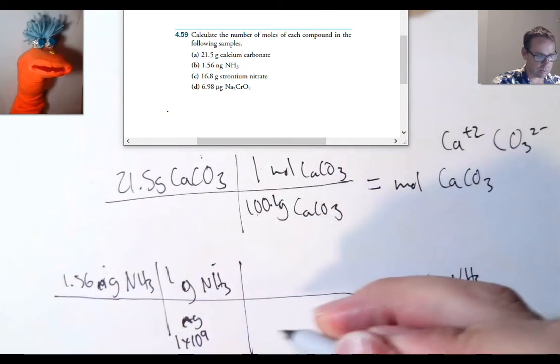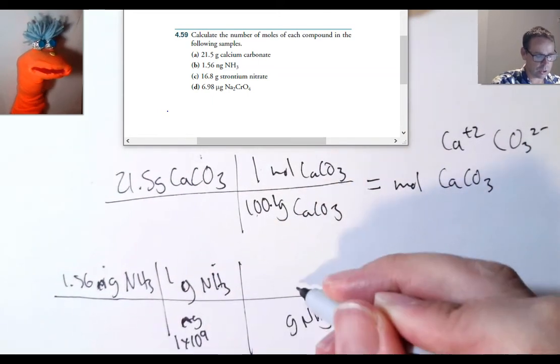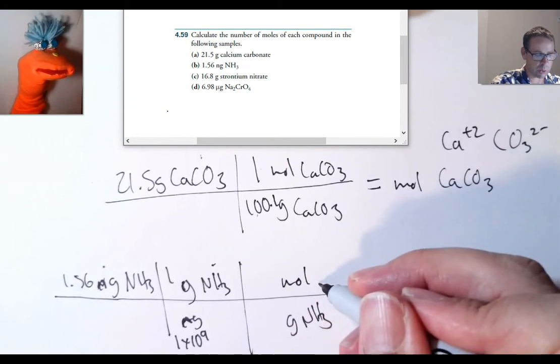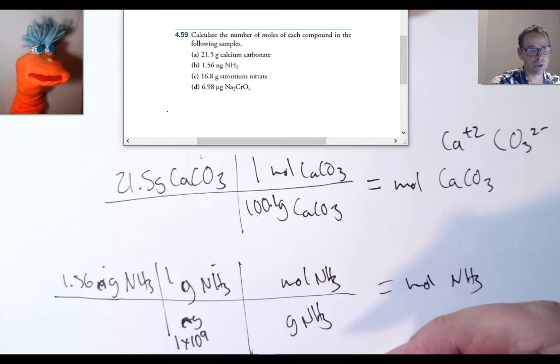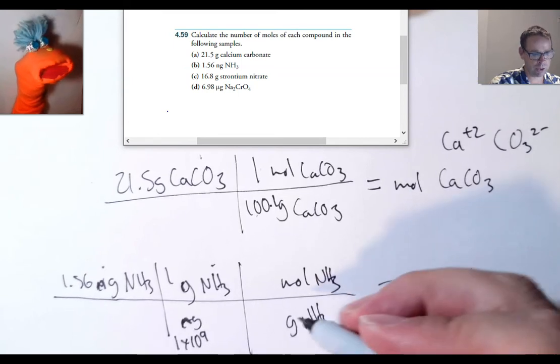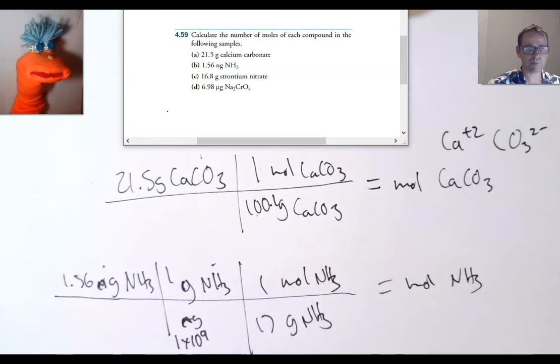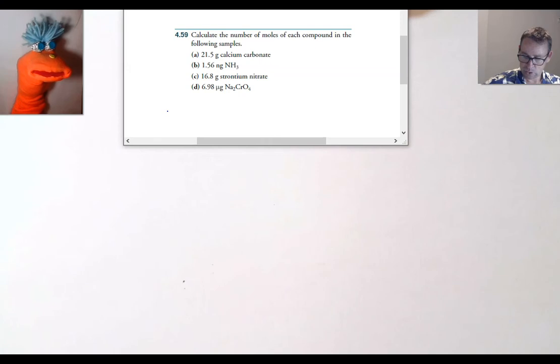And we just need to go to moles of ammonia. Do you know how many grams of ammonia there are in a mole of ammonia? Nitrogen's 14, 15, 16, 17. 17 grams per mole. Good. So 1.56 divided by 1 times 10 to the 9th, divided by 17. It'll tell me how many moles. Okay.